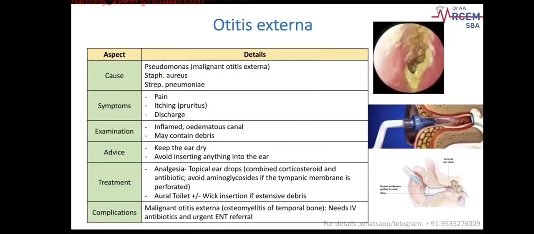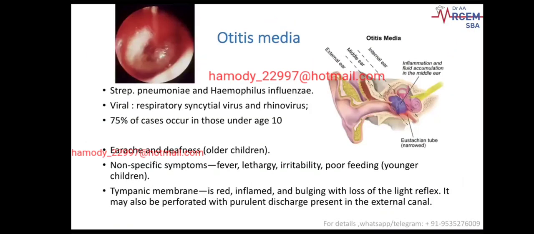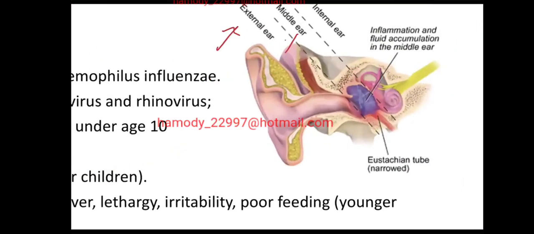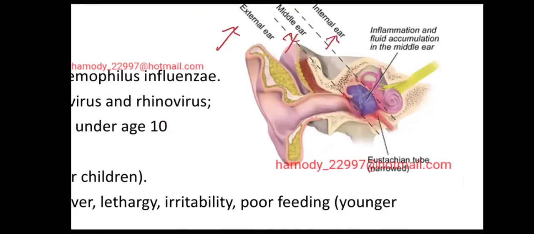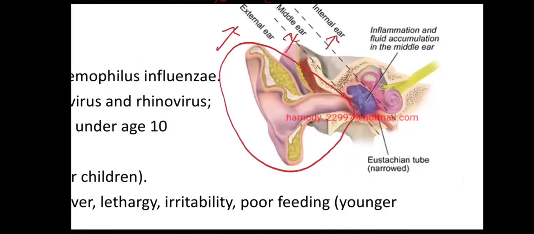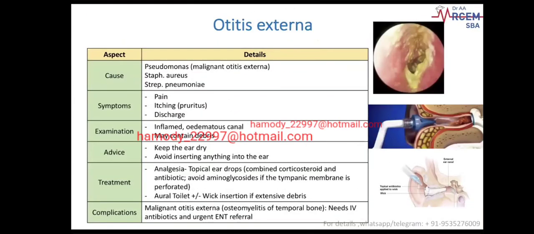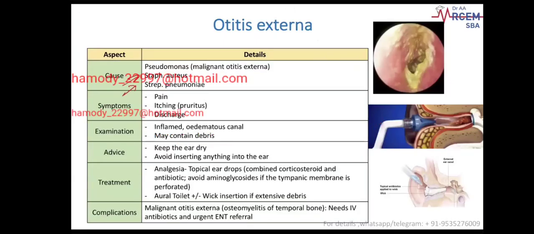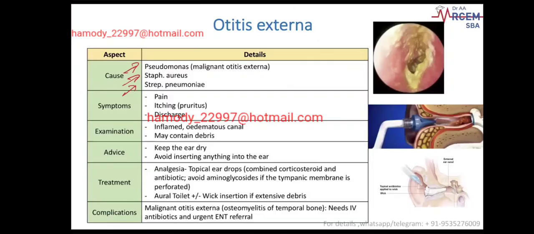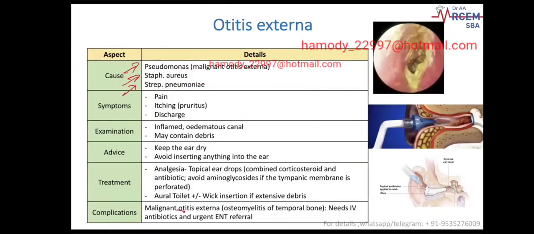Otitis externa. The ear is divided into external ear, middle ear, and inner ear. Any infection of the external ear is known as otitis externa. The most common organisms which can cause it are Strep pneumoniae or Staph aureus. Sometimes it might be caused by Pseudomonas. If it is caused by Pseudomonas, it can cause a complication known as malignant otitis externa.